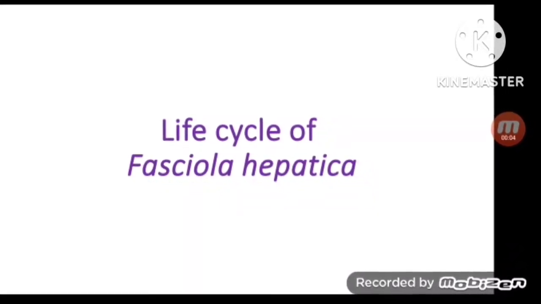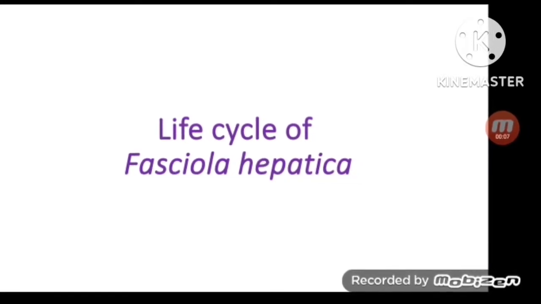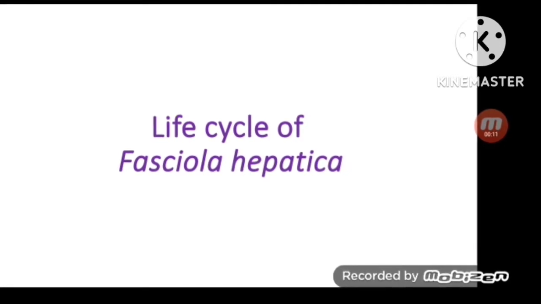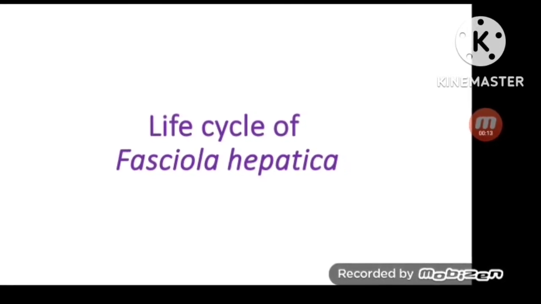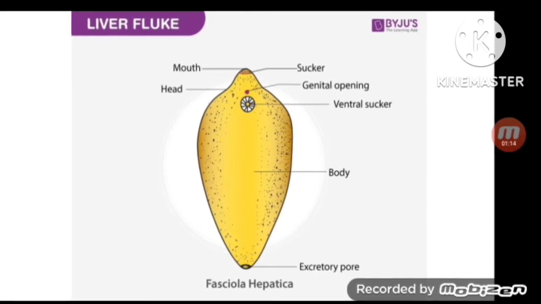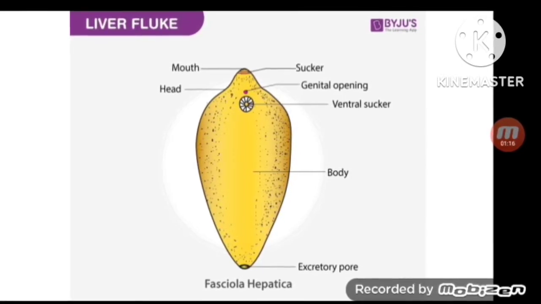Today we are going to discuss the life cycle of Fasciola hepatica, which is commonly known as sheep liver fluke, which belongs to the phylum Platyhelminthes and specifically is included in class Trematoda. Before going into the detail of the life cycle, you must know its general structure.